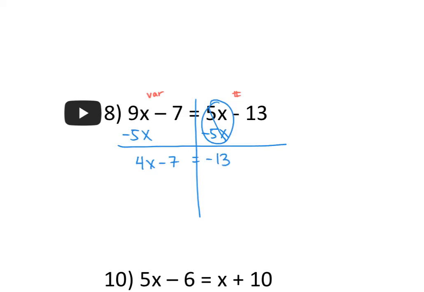Now this becomes a simple two-step equation like in the previous problem we just did. To get the x by itself, we need to undo the minus 7 and the timesing by 4. So first thing we're going to do is undo the minus 7 by adding 7 to both sides. So then we have 4x, this goes to 0, equals negative 13 plus 7, oh sorry, is negative 6. And then we're going to divide both sides by 4. So negative 6 divided by 4 is negative 2.5, or negative 1.5.